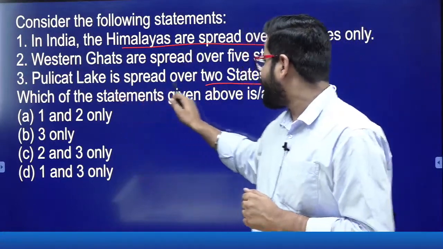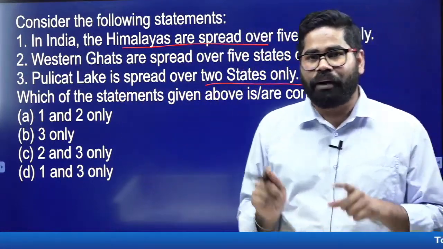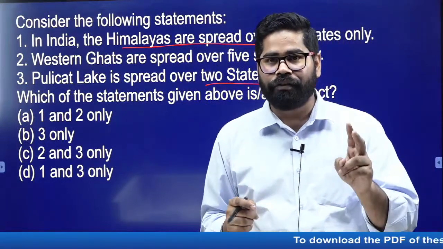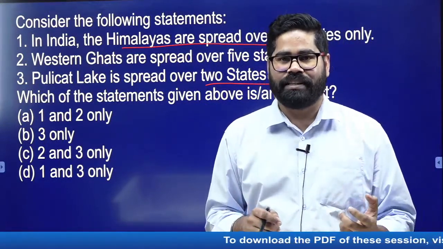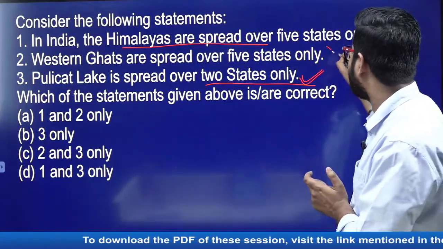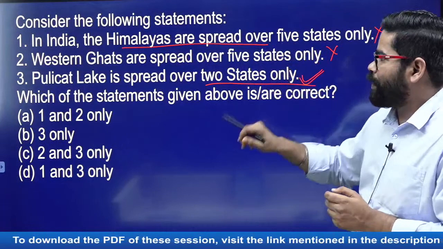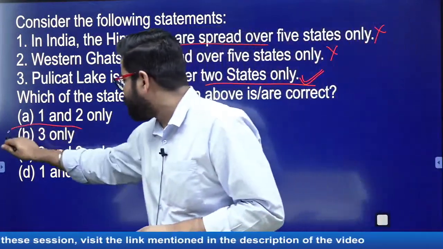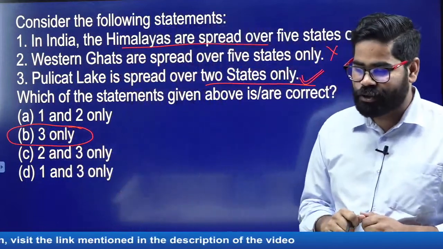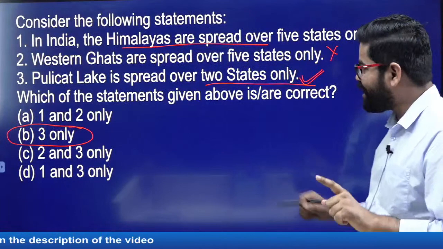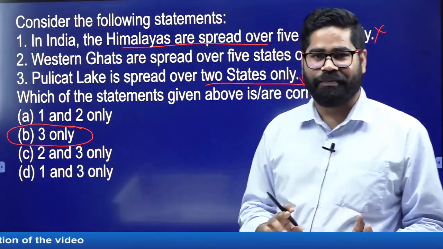Then Pulicat Lake is spread over 2 states only. Now this is a correct statement. Pulicat Lake is spread over the states of Tamil Nadu and Andhra Pradesh. Okay. So the third statement is the only correct statement. The first and second statements were incorrect. And the correct answer here would be B, that is 3 only. Okay. So yes, one person has given that correct answer, 3 only, B.